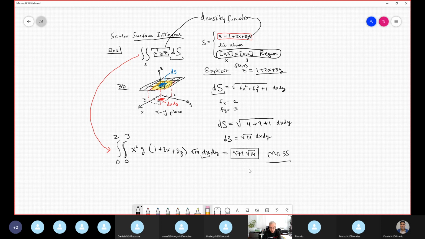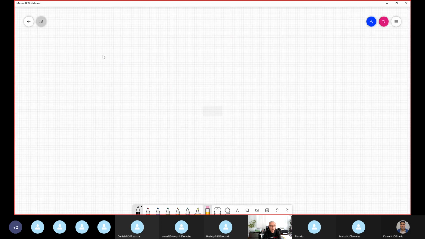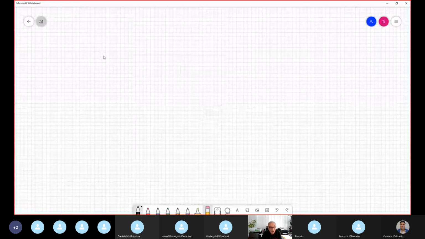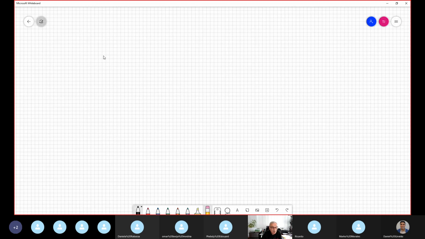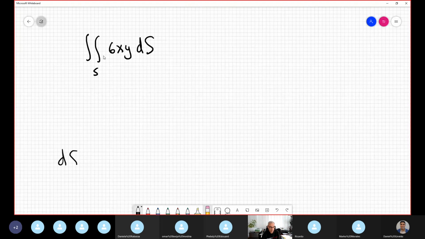Easy. Suppose, now, a little bit more interesting. Okay, suppose example 2, about the same idea, scalar surface integral. Compute this surface integral. The integrand function is 6xy dS, capital S. Remember, you need to be aware that we have dS capital and ds small. This is arc length.